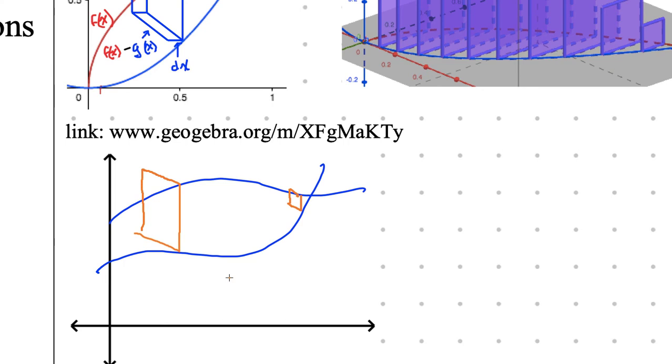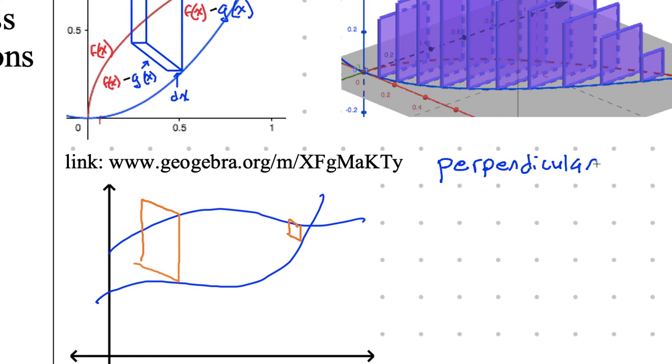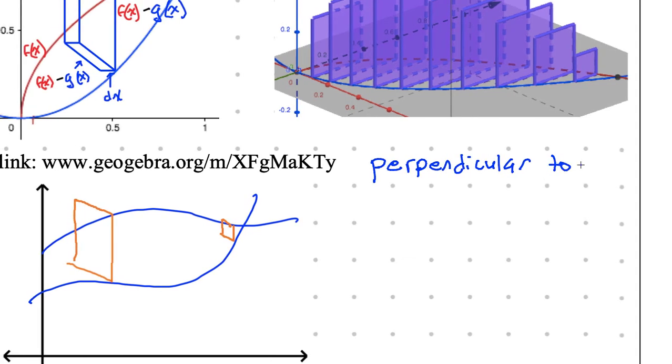All right, so before we move on, the last thing that I want to talk about is the difference between perpendicular to the x-axis and perpendicular to the y-axis. So this graph that I'm giving you, let's all write it down also. This is perpendicular to the x-axis. What do I mean by that?